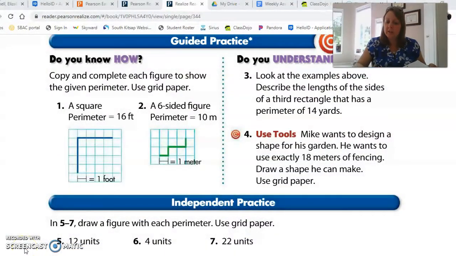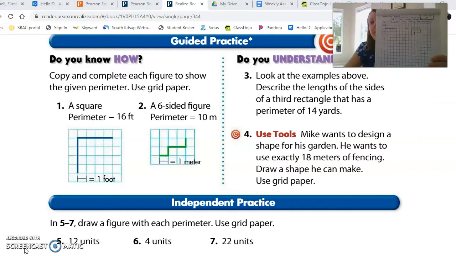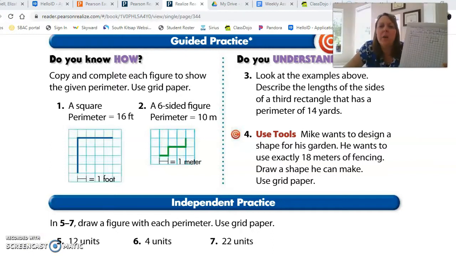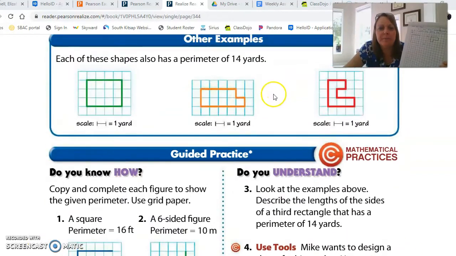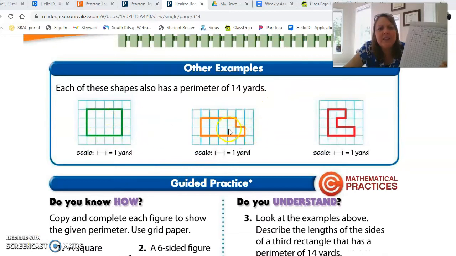All right, let's look at number 3. It says to look at the examples above. Describe the length of the sides of a third rectangle that has a perimeter of 14 yards. So I'm going to use a marker on this, and I'm going to say number 3. I'm going to try to put it over here, and I'm just going to use my grid paper. So they want us to kind of look up here. Is there another way to make a rectangle with 14 yards?